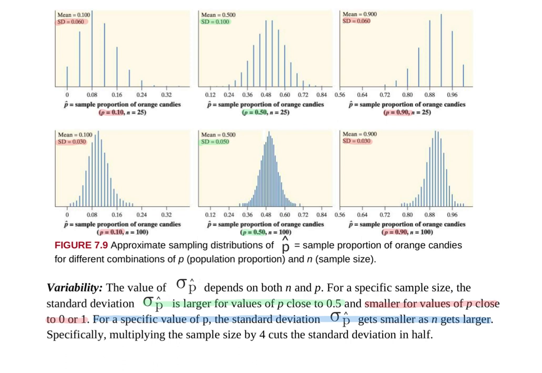So what ends up happening is for a specific value of p, so our population proportion, the standard deviation of p hat, so the standard deviation of our sample, gets smaller as n gets larger. So for example, multiplying the sample size by 4 cuts the standard deviation in half, so it has an inverse proportional relationship.